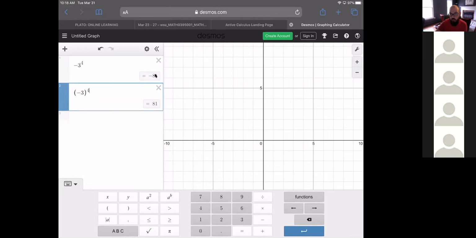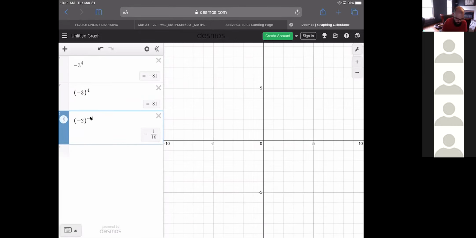So when I look at this, this one's negative, the negative didn't get raised to the 4th power, and over here it did. Similarly, if we do the other one, if we have -2 raised to the -4th power, we would get 0.265, and Desmos will give us the fraction, which is 1 over 16.